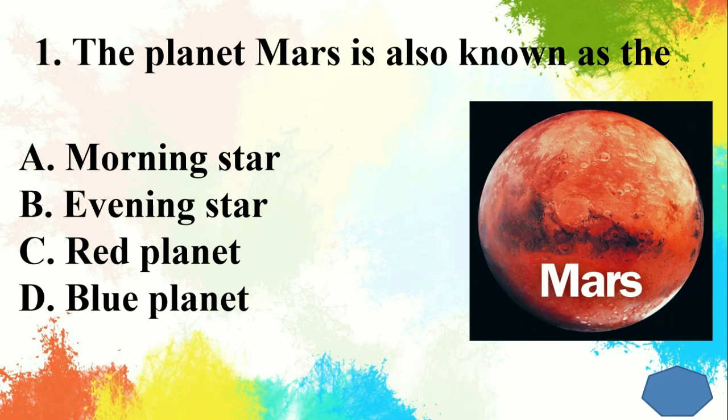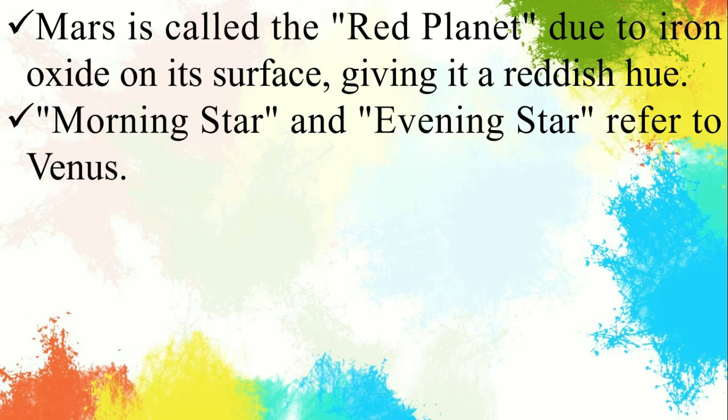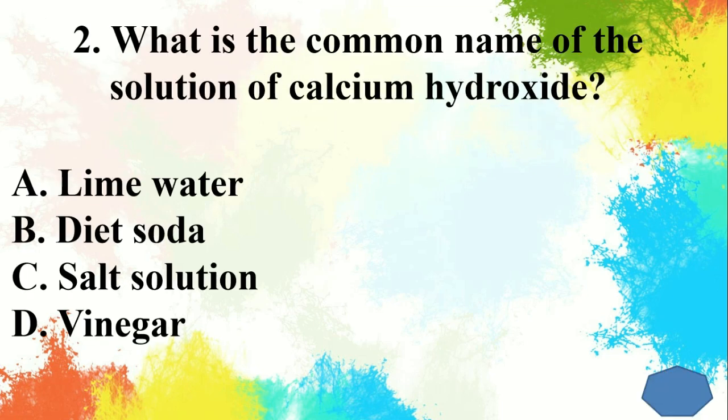Question 1. The planet Mars is also known as the... Answer: red planet. Mars is called the red planet due to iron oxide on its surface, giving it a reddish hue. Morning star and evening star refer to Venus.